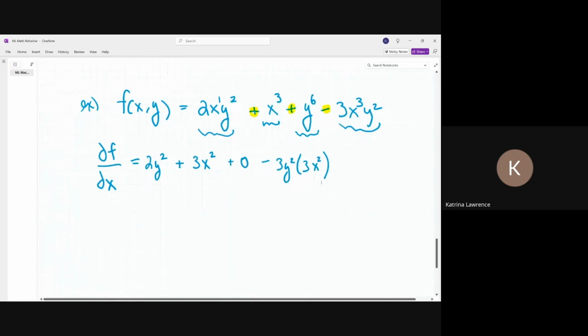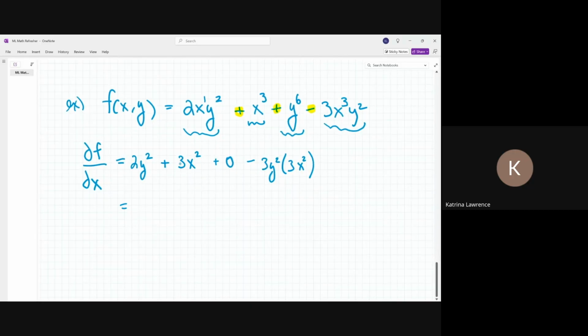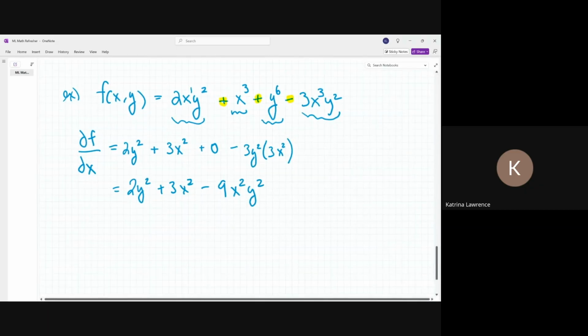Okay, and then we can just simplify this a little bit. So we've got 2y squared plus 3x squared minus 9x squared y squared. And that is the partial derivative with respect to x. So now we're going to go ahead and do the same thing, and we're going to calculate the partial derivative here with respect to y.